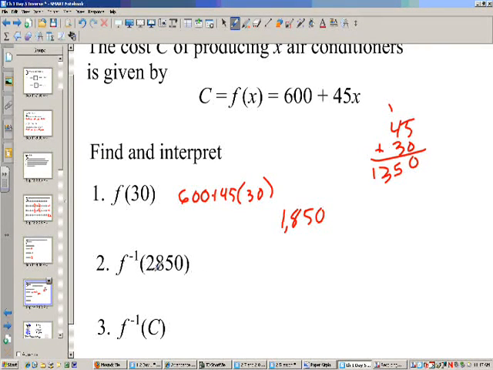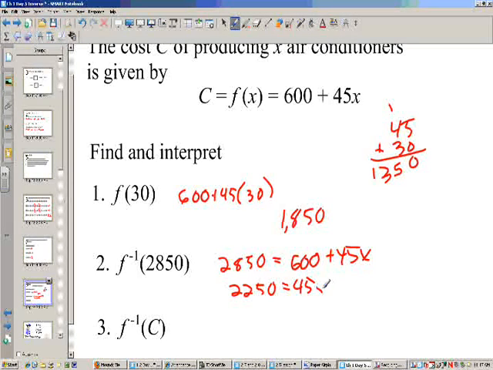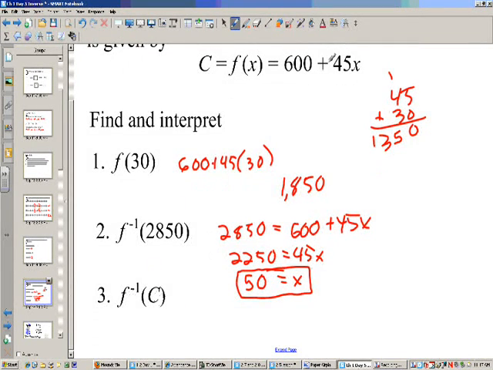Now, if I have f inverse of 2,850, that's going to be my cost. Now I subtract 600, so 2,250 is equal to 45x. Divide by 45 on both sides, and x is going to be, I believe, 50. All right, now f inverse of C, we're looking for the equation. What did we do here? First we subtracted 600 and then we divided by 45. So I'm going to take my C, subtract 600 from that, and then divide by 45.